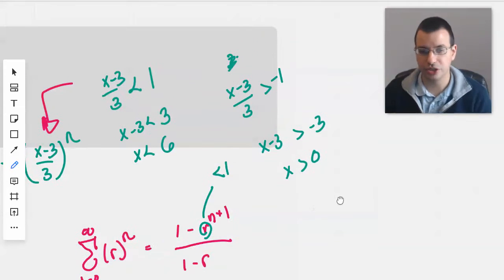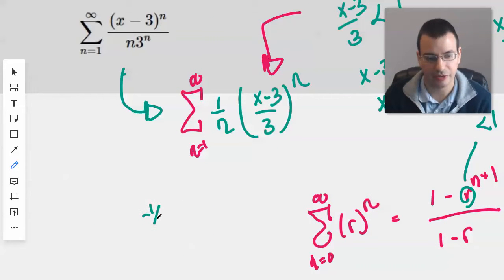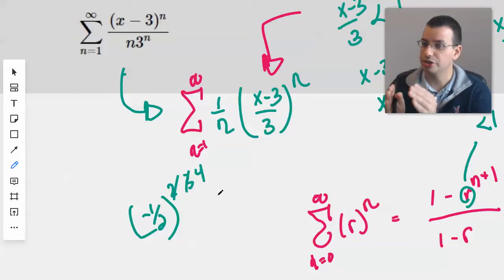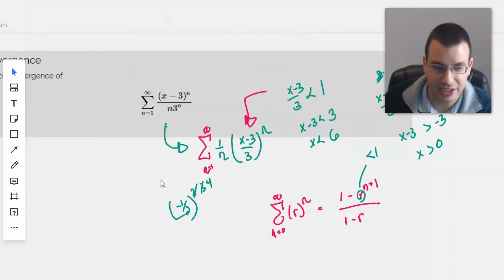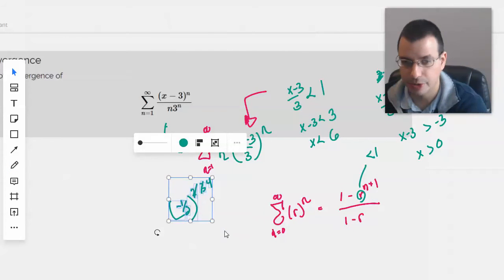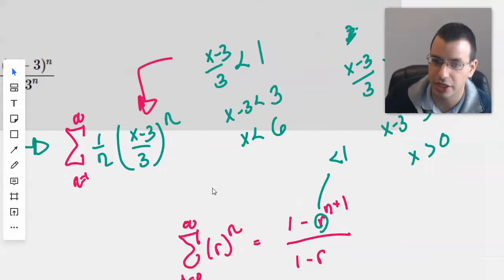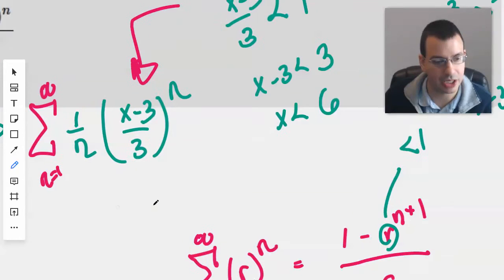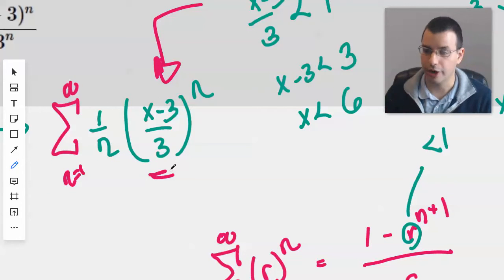The reason you can do negative 1 is because if you have negative 1/2 squared and then cubed and then to the 4th, it'll keep getting smaller and smaller and smaller. So that is the idea with the geometric series part. To have this converge, it's going to be between 0 and 6, because we want this term right here to be between negative 1 and 1.